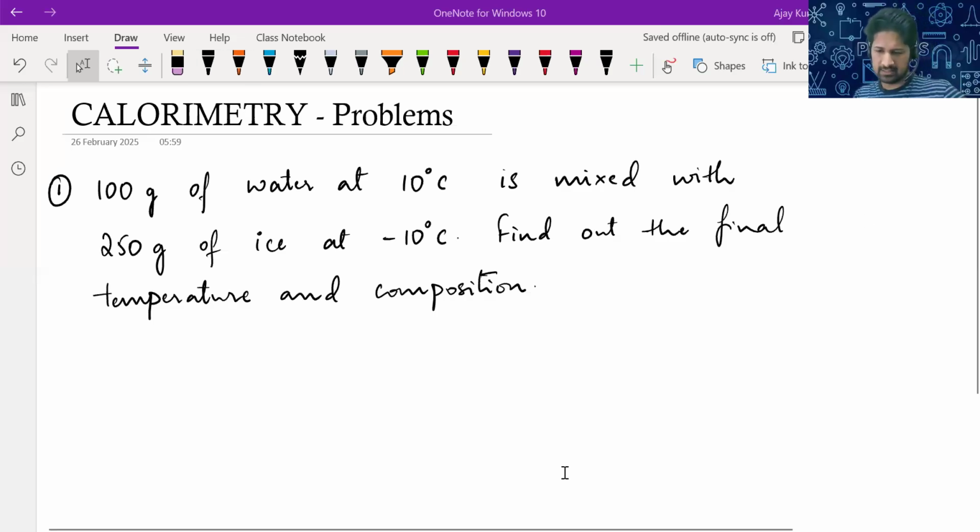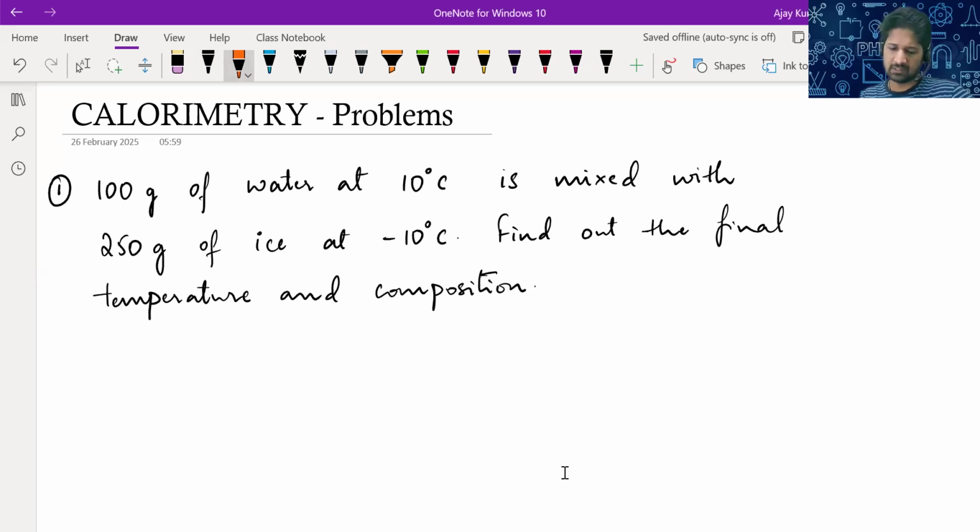Okay. Try this problem. It is given to you that 100 grams of water at 10 degrees C is mixed with 250 grams of ice, which is initially at minus 10 degrees C. Okay, so water and ice are put together. One is at 10 degrees, the other is at minus 10 degrees. Some heat exchange will happen, temperature changes will happen, state changes also may happen. So the aim is to find out finally what will be there in the mixture.